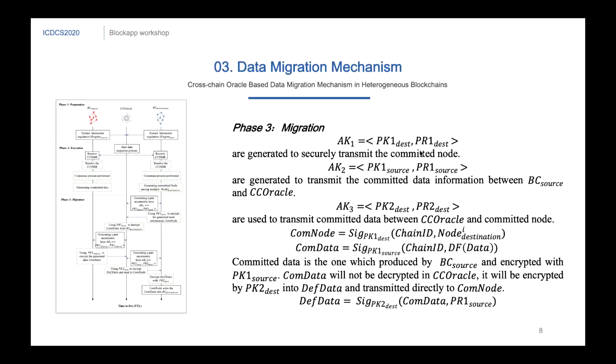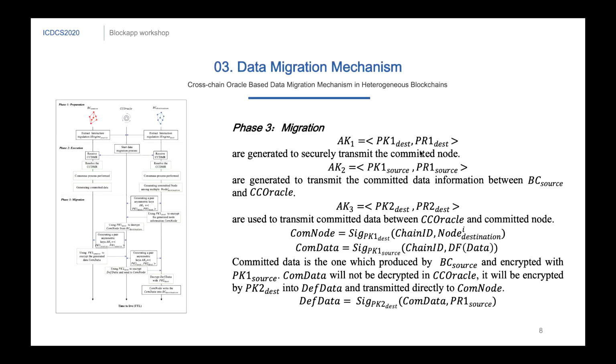And the committed node can be presented as follows. And committed data is the one which is produced by the BC source and encrypted with PK1 source. COM data will not be decrypted in CC Oracle. It will be encrypted by PK2 destination and transmitted directly to the COM node. And in this case, the whole transmission or migration of data in the blockchain ends.